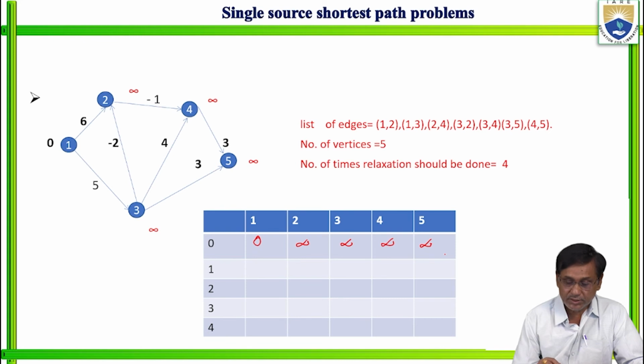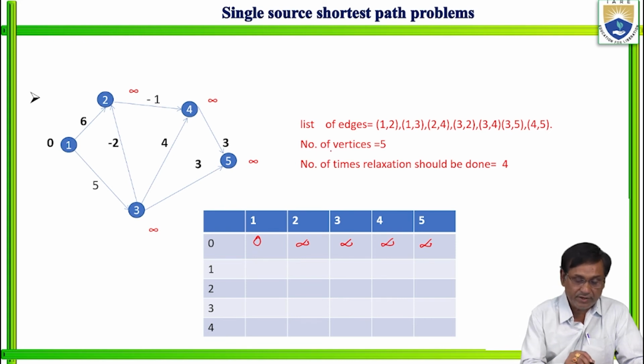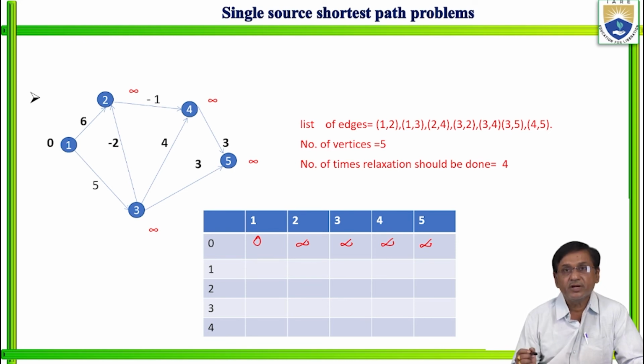Now, in this, how many vertices are there? 5 vertices are there. When 5 vertices are there, how many times we have to relax it? We have to relax it n minus 1 times. N minus 1 times means 5 minus 1 means 4 times we have to relax it to find out the optimum solution. Now, you see here, so first relaxation.